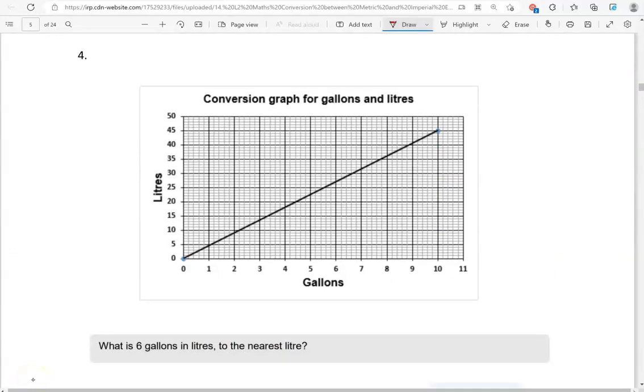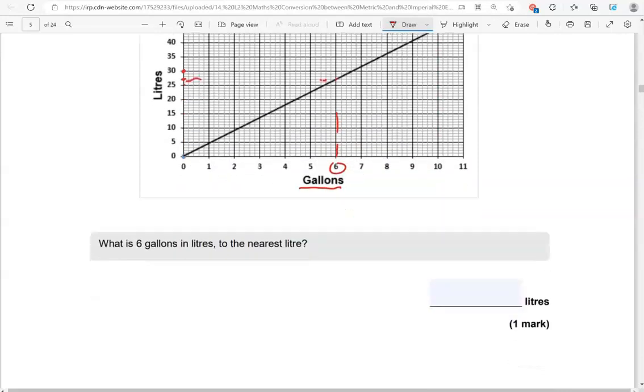What is 6 gallons in litres to the nearest litre? So we have gallons, 6, so going up to the line. That is to the nearest litre. So we've got 25 and then 30, so this is between 25 and 30: 26, 27, 28, 29, 30. So this is 27 litres.